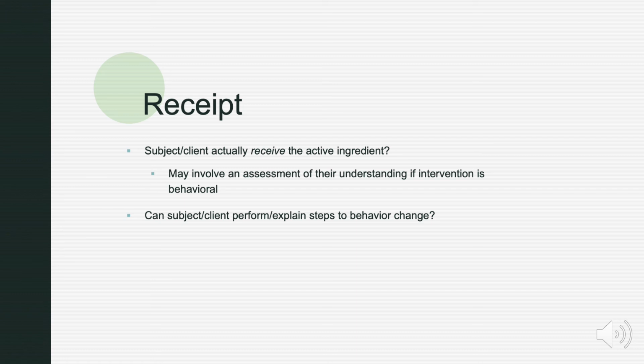Then we want to look at receipt. So you can design the best program and deliver it exactly as it was designed. But what if there's some flaw in the design that the people who are intended to benefit aren't really getting the benefits? Are they getting the active ingredients? So this is where we think about monitoring the change in knowledge or change in behavior among the people who are the intended beneficiaries of the program.